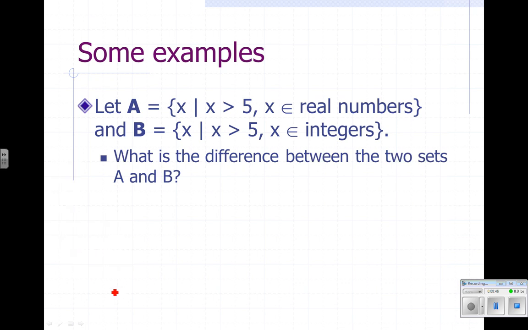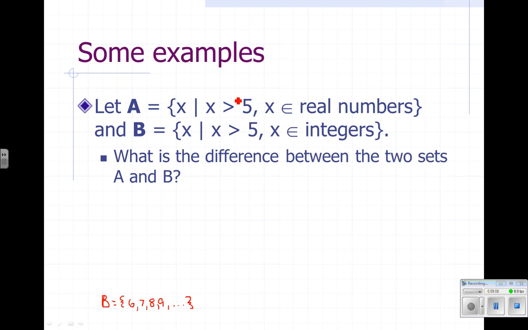So in the roster method for set B, we might actually see it written out as the numbers 6, 7, 8, 9, and so on. Right? These are our integers. Now, unfortunately, we can't do that with all the real numbers greater than 5, right?